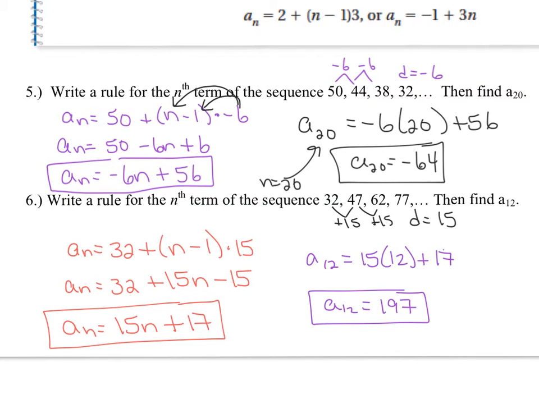And here I found my general term, my nth rule, to be a sub n is equal to 15n plus 17. And then I went ahead and found the 12th term, a sub 12, by substituting the n value 12 into the equation we found. So 15 times 12 plus 17 was 197.